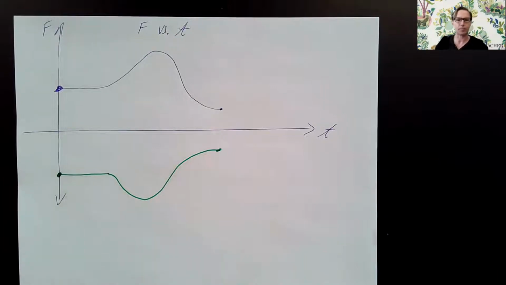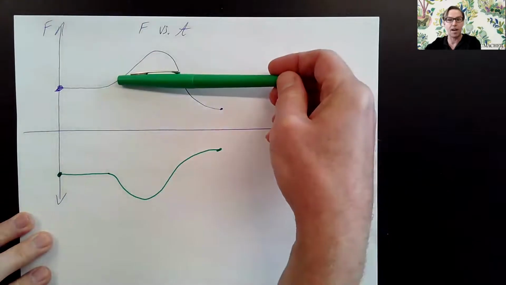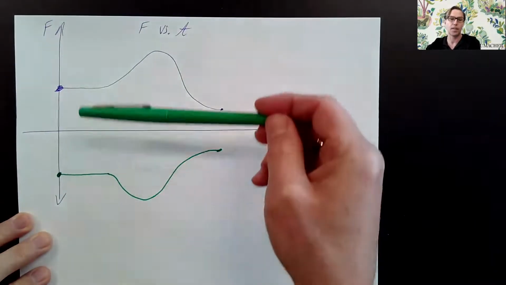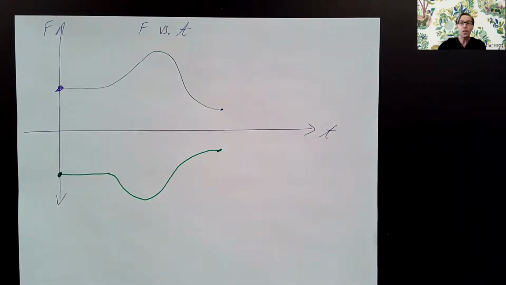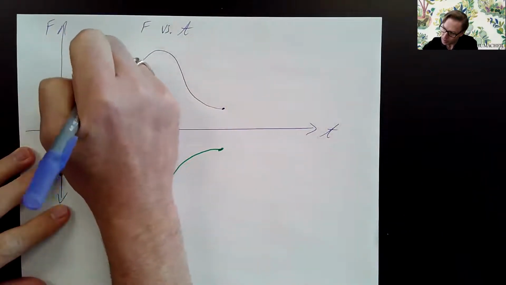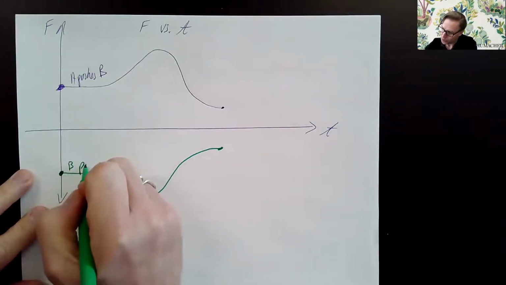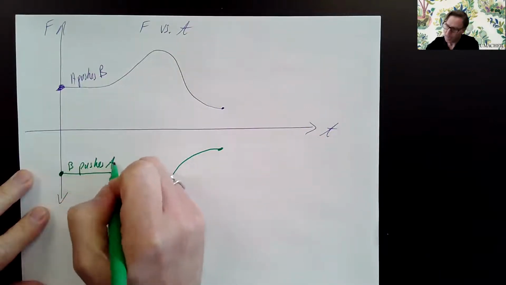I almost got it right. But this graph should be a perfect reflection of this one, reflected across this axis. That's what Newton's third law says. If A pushes B, then this graph is B pushes A.